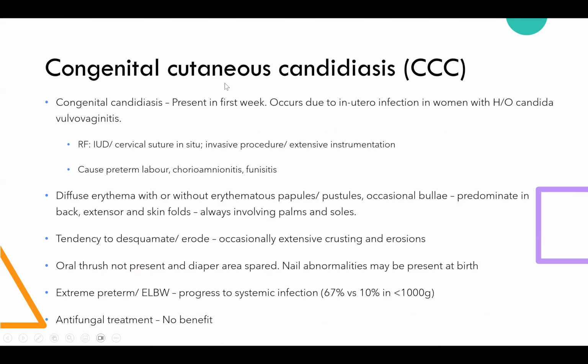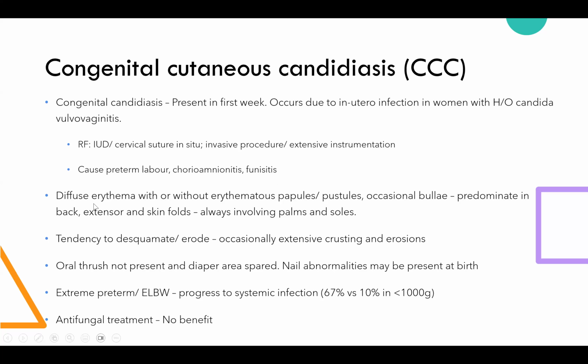Congenital cutaneous candidiasis. So we are seeing a fungal infection. As with others, congenital infection is caused by in utero causation, in women with a history of candidal vulvovaginitis. Risk factors are IUD when the mother has conceived, cervical suture in situ, invasive procedure or extensive instrumentation. It can cause preterm labor, chorioamnionitis and funisitis, which is inflammation of the cord.